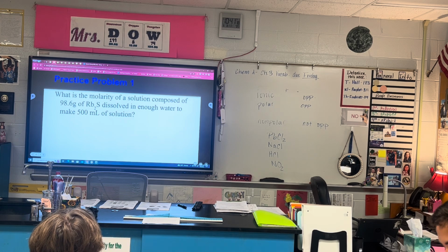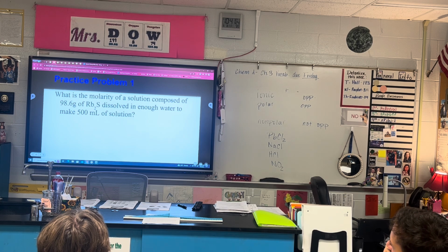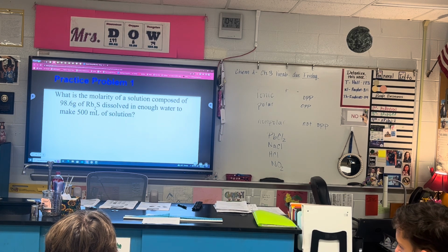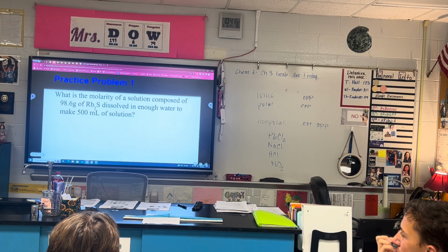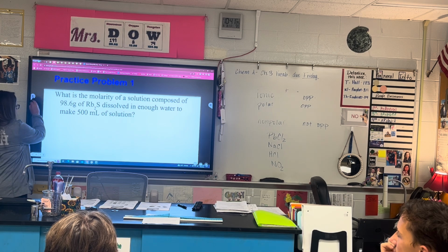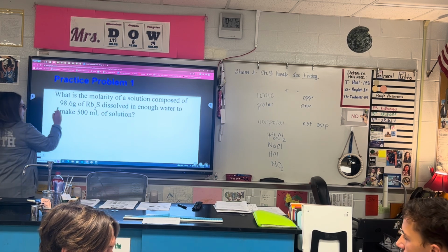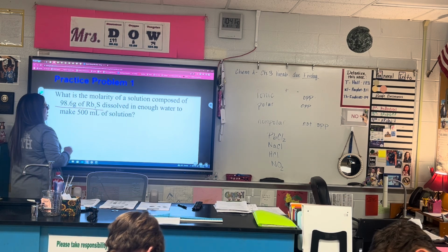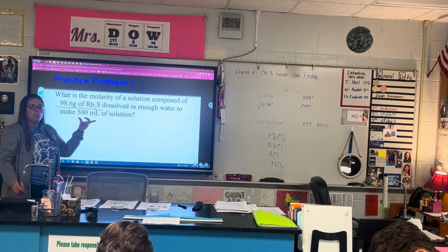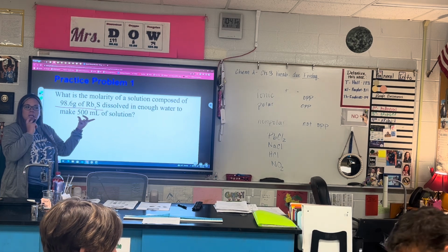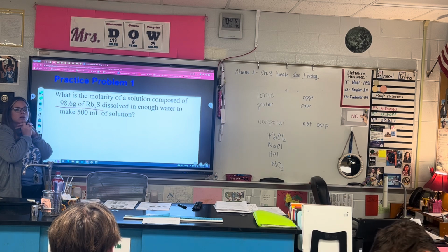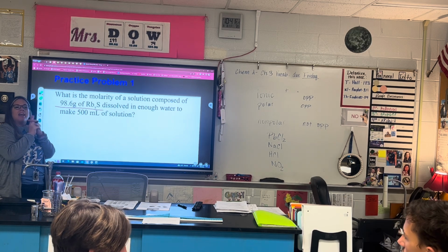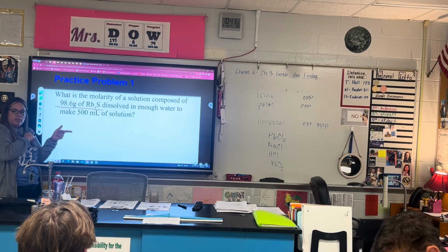Alright, so next one, it says, what is the molarity of a solution composed of 98.6 grams of rubidium sulfide dissolved in enough water to make 500 milliliters of solution? So how many milliliters are in a liter? Alright, so we have our grams this time, so we know we gotta convert to moles. But we have 500 milliliters this time, and we need it to be in what? Liters. So what's that conversion? What does milli stand for? 1,000, right?